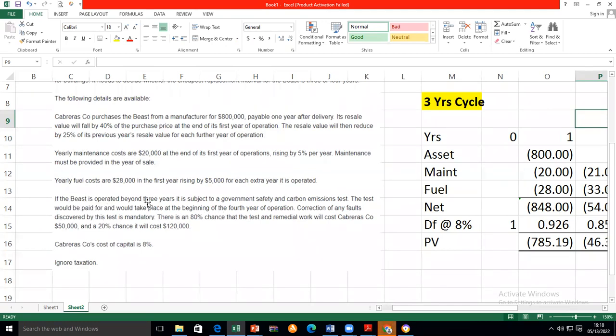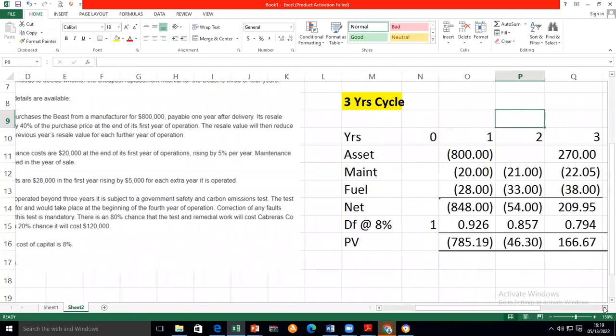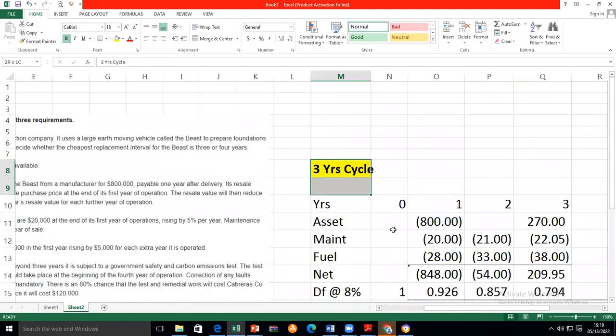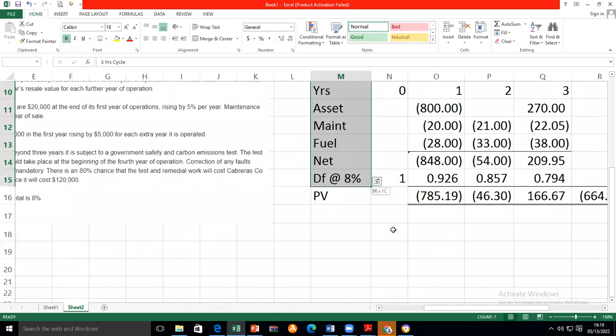If the vehicle is operated beyond 3 years, it is subject to a government safety and carbon emission test. The test will be paid for and will take place at the beginning of the 4th year of operation. Correction of any fault discovered by this test is mandatory. There's an 80% chance that the test and module work will cost 50 and 20% will cost 120. There's risk and uncertainty relating to the correction cost. How do we resolve it? What method of incorporating risk and uncertainty has clearly presented itself here?